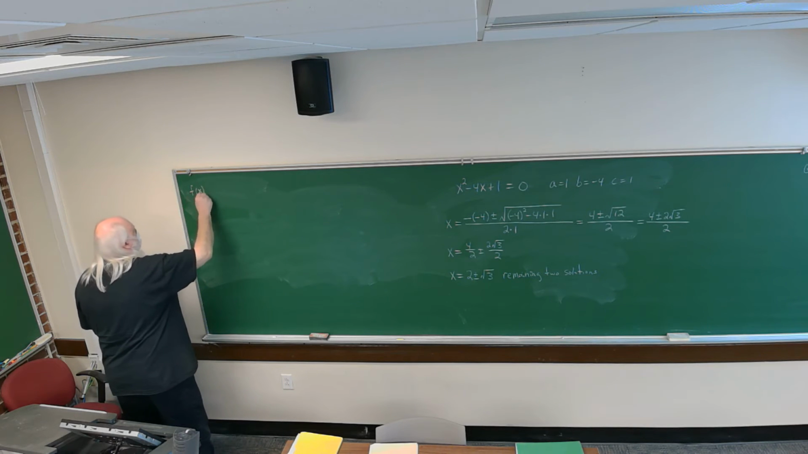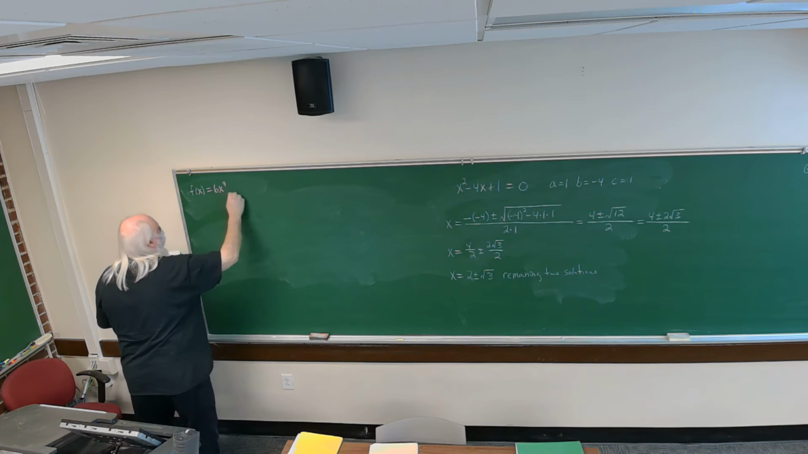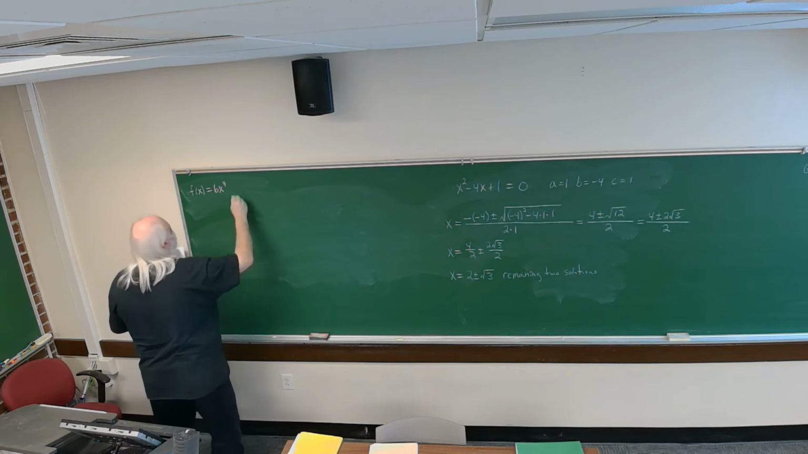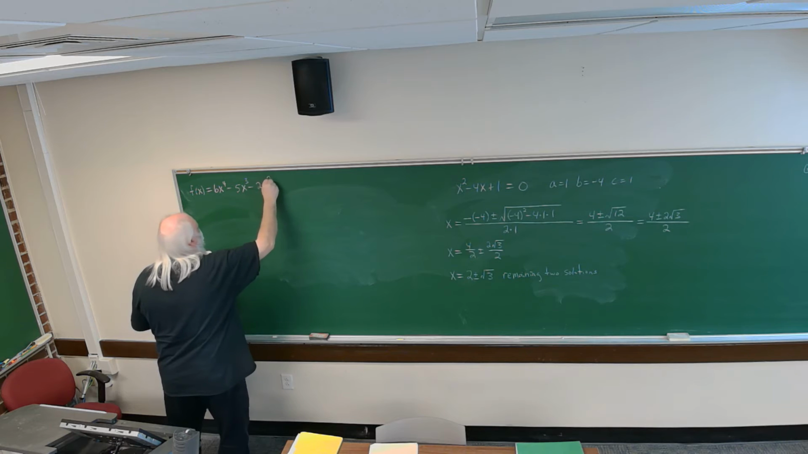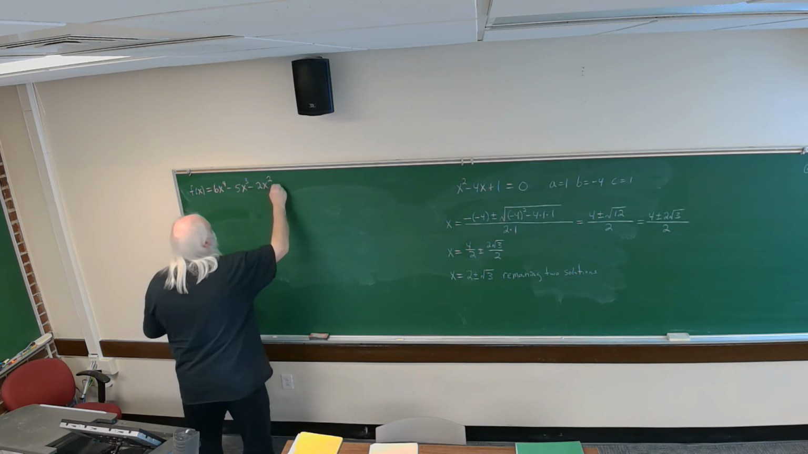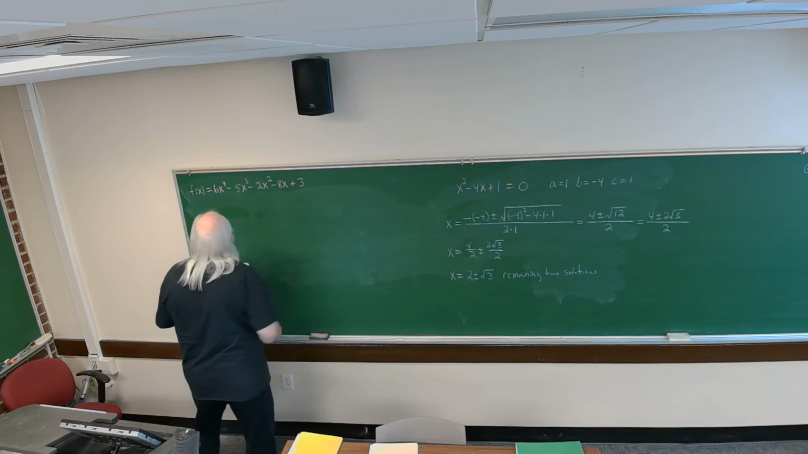So f of x is equal to 6x to the fourth minus 5x cubed minus 2x squared minus 8x plus 3.